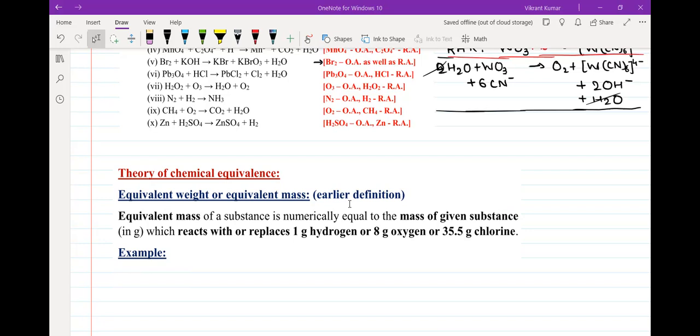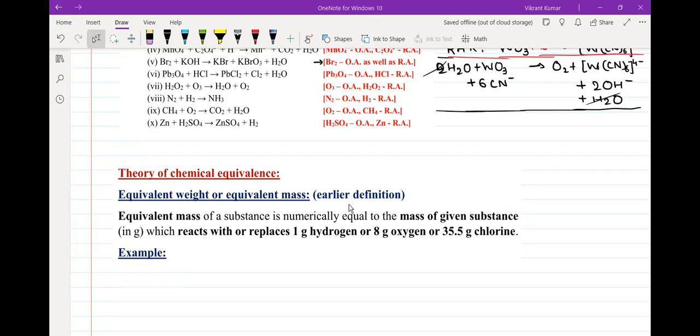Equivalent mass of a substance will be numerically the same as the mass of this substance which will be reacting with or replacing, that means it can react with hydrogen or oxygen or chlorine, or it can replace hydrogen, oxygen or chlorine. How much hydrogen? So 1 gram hydrogen or 8 gram oxygen or 35.5 gram chlorine, that was taken as the reference.